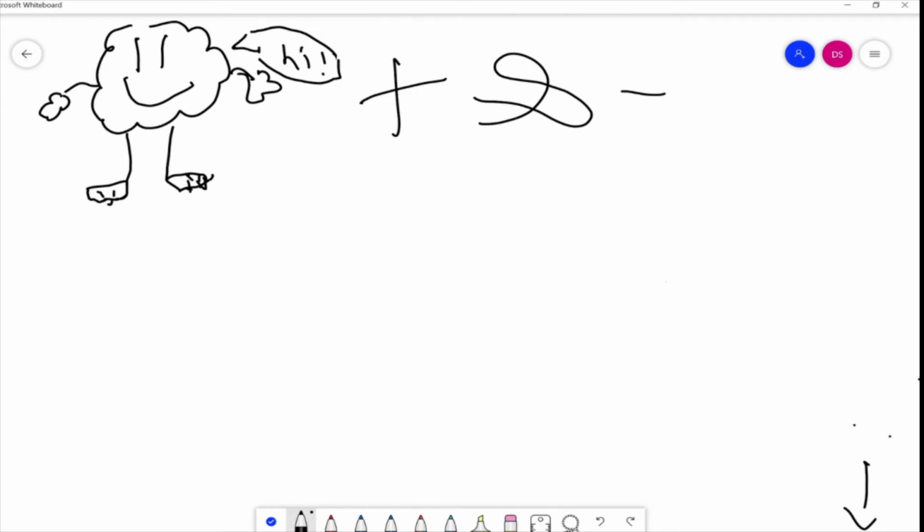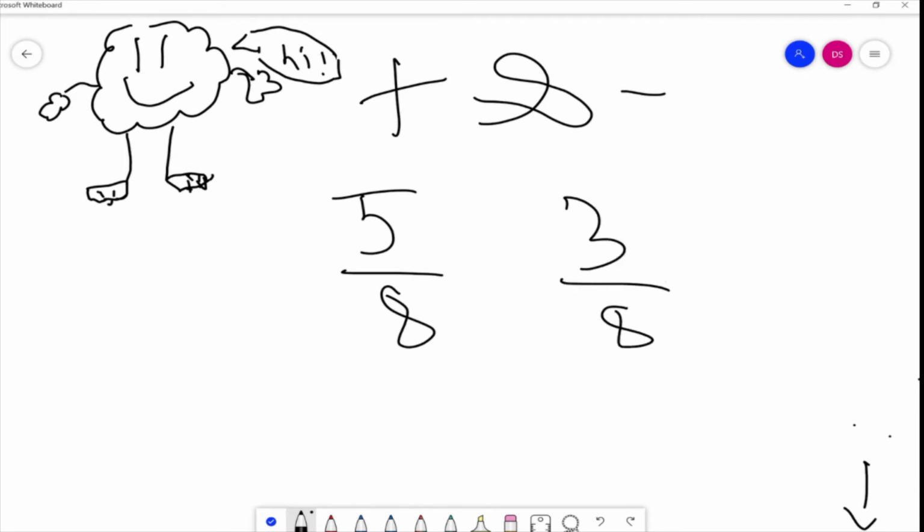The topic that we are taking up today is addition and subtraction of fractions. Let's say that we have two fractions, 5/8 and 3/8. These fractions have common denominators, or the same denominators, so they're called like fractions.